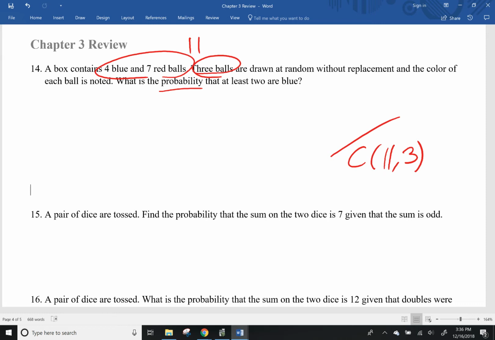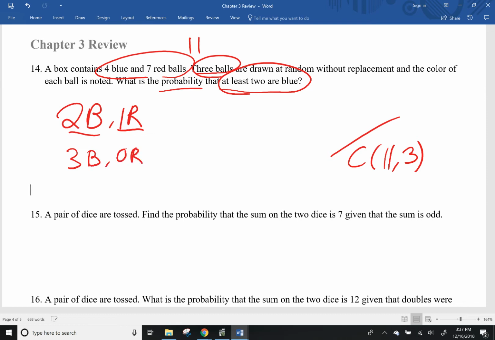My numerator will be specifically at least 2 blue balls. So there's a couple ways we can get 2 blue. We're choosing 3, remember. So we can have 2 blue and 1 red. That's 3 balls in total, and 2 of them are blue. But we could also have all 3 blue with no red balls. These are the ways in which you'd have at least 2 blue balls.